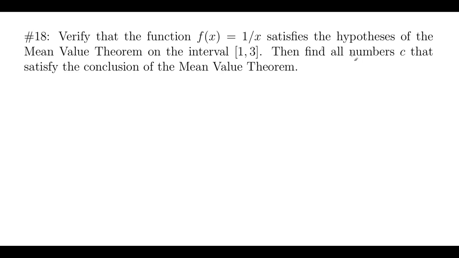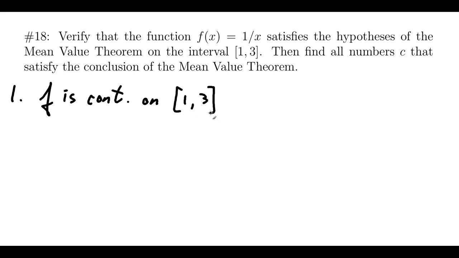The mean value theorem has two hypotheses or conditions. Number one is that the function f is continuous on the closed interval in question. You can, of course, look up the statement of the mean value theorem until you have worked with this enough for it to become intuitive. So, is f continuous on the interval from 1 to 3?